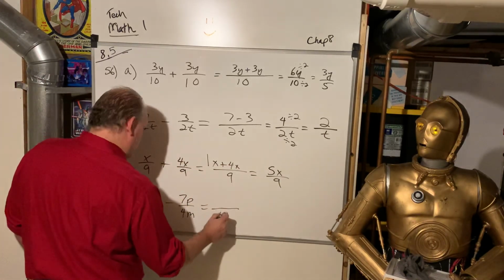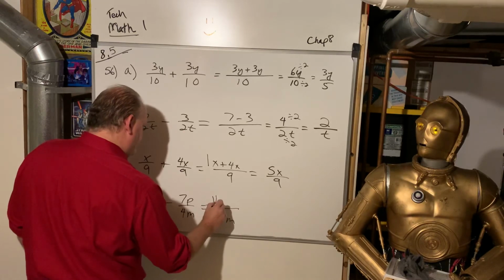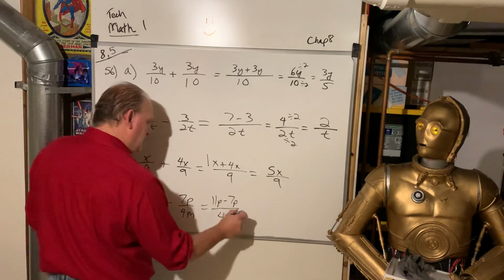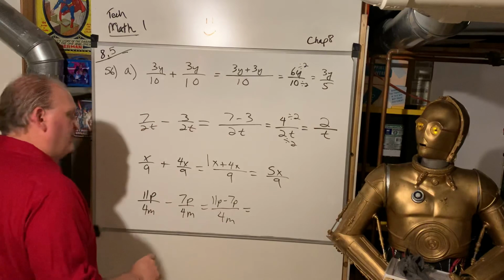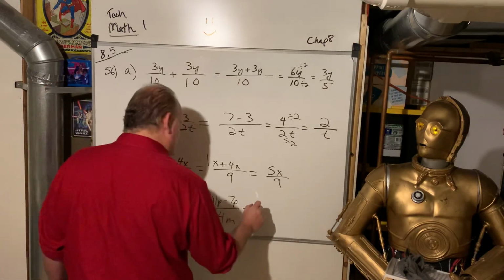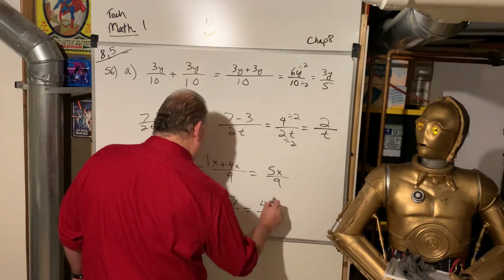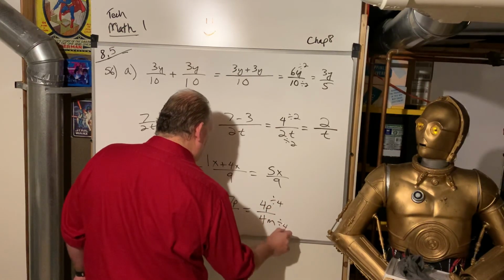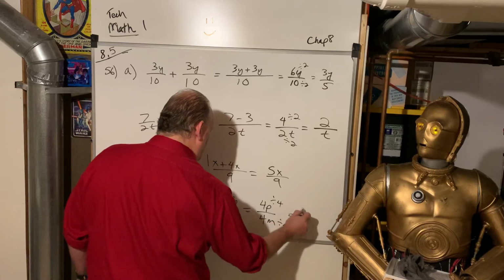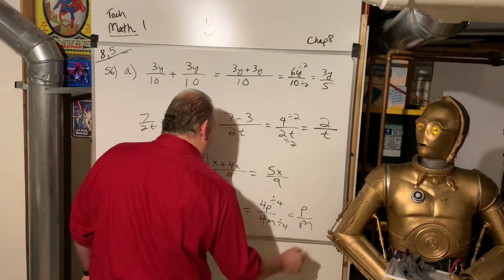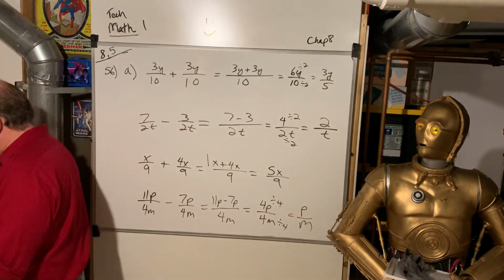And then the last one for m. So what is that? 4p over 4m, and then we can divide out, reduce the 4, right? So 1p over 1m. Again, we usually don't write the ones.